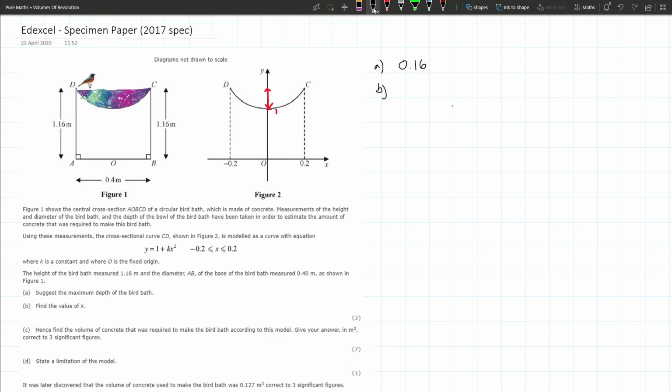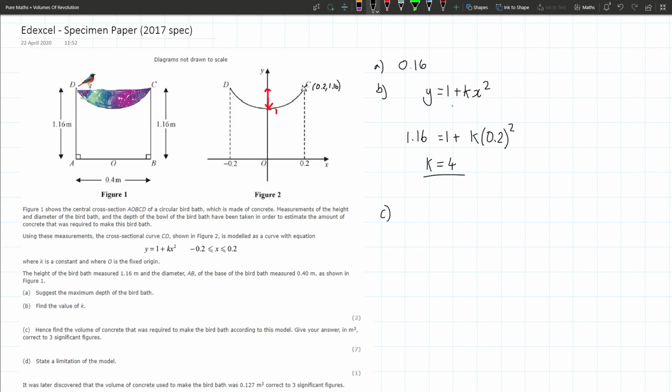Suggest the value of k. Well, let's just do that. Or find the value of k. No, sorry, not suggest the value of k. Find the value of k. Well, we can just use one of these coordinates here. So, for example, this endpoint is a coordinate of 0.2, 1.16. So if we just look at, well, we've got y equals 1 plus kx squared, so we could say that 1.16 equals 1 plus k times by 0.2 squared. And then we just work from there. And it gives us k equals 4.